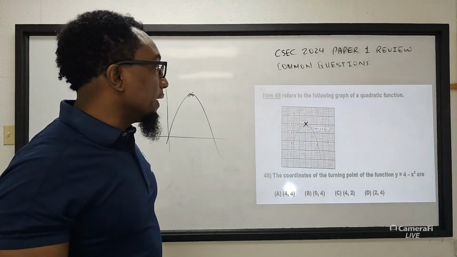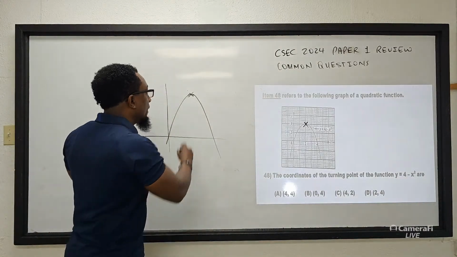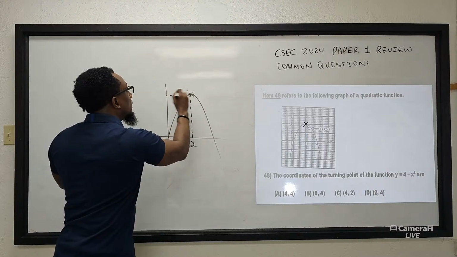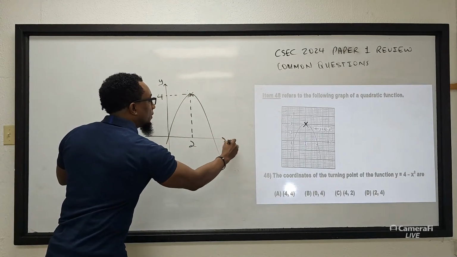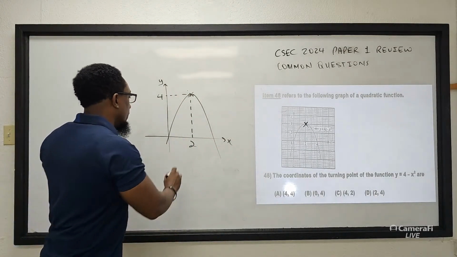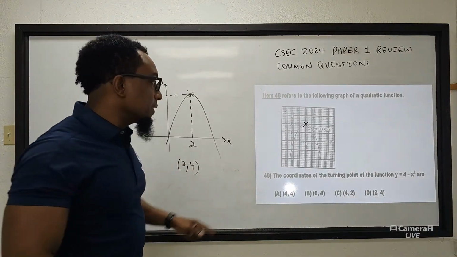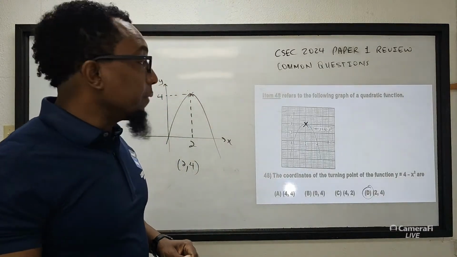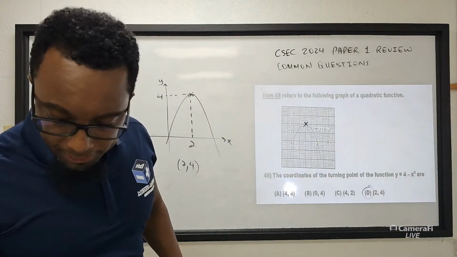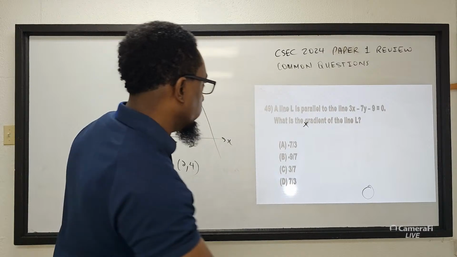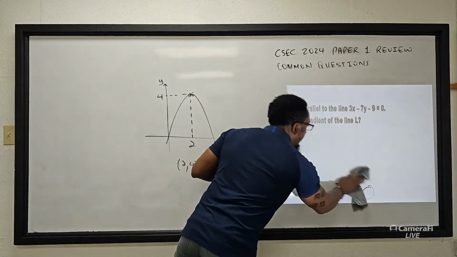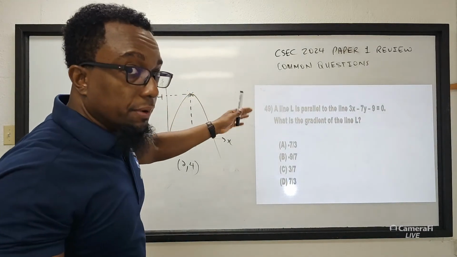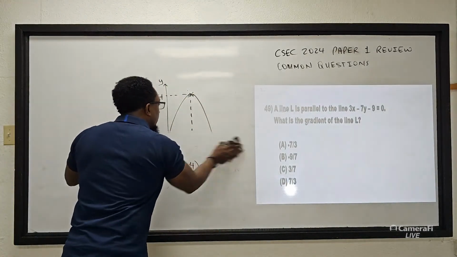So they ask for the coordinates. In this case, it's simply 2 and 4. So the coordinates of your turning point will be 2, 4. So the answer there is D. Very, very common question. And let's look at 49. Coordinate geometry, right? I'm sure you're going to see this, another very common question. 49.